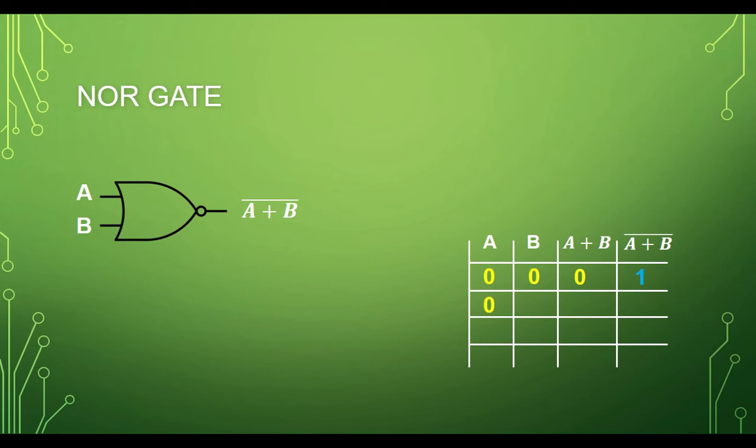Let's have another input for A. Let's try 0 and 1 for B. We add this result, A plus B, this becomes 1. And we negate this result, this becomes 0.